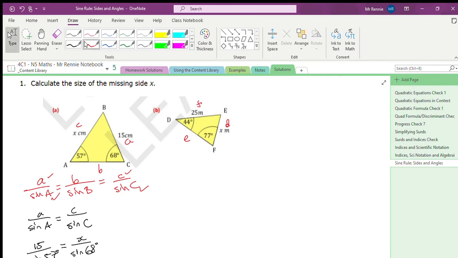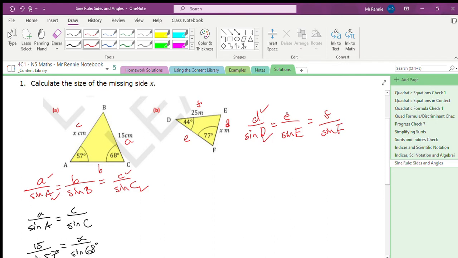So again, let's rewrite what our formula is going to be. It's not A's, B's and C's for us, it's going to be d over sine D equals e over sine E equals f over sine F. You can see the formula is exactly the same, it's just written with different letters to suit our question. We're going to tick what we know. I don't know d, but I want to find the length of d, so I'm going to tick that. I know the angle at D.